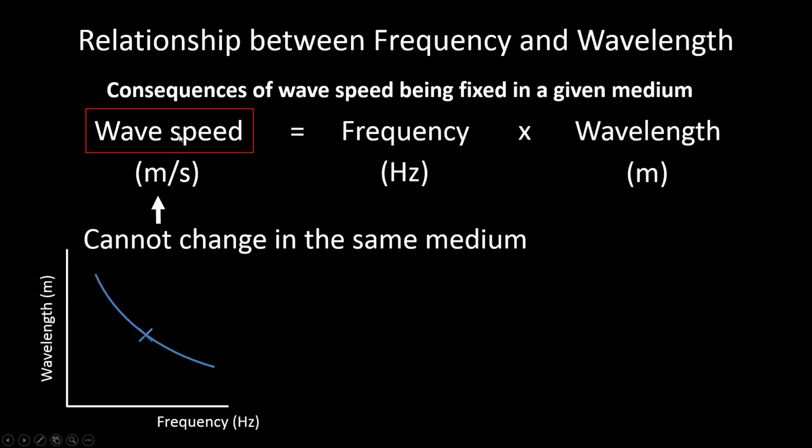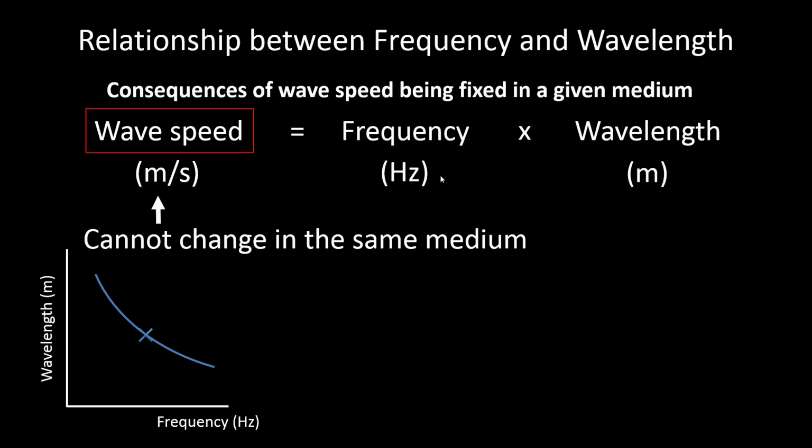Now what that means is, if we change frequency, in order to keep this equation equal, we have to change the wavelength as well. And that's what we saw in the previous slide, where increasing the frequency meant we had a shorter wavelength. And you can see in the bottom left-hand corner the graph of this relationship, and it looks like a curve. What this relationship is called is an inverse proportion.